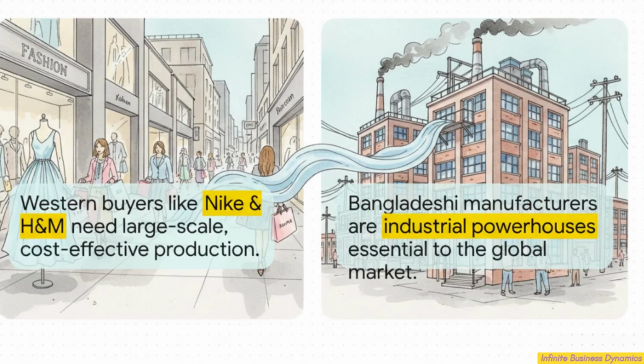On one side, you've got these absolute giants, right? Think Nike, H&M, Marks & Spencer. They need massive volumes of clothing, and they need it cheap. Then on the other side, you've got these incredible Bangladeshi manufacturers. I mean, these guys are the engine room of the entire fashion industry. Now, here's the thing. They both want the same goal, a successful, profitable business partnership. But the path to get there, well, it cuts through 2 completely different cultural worlds.